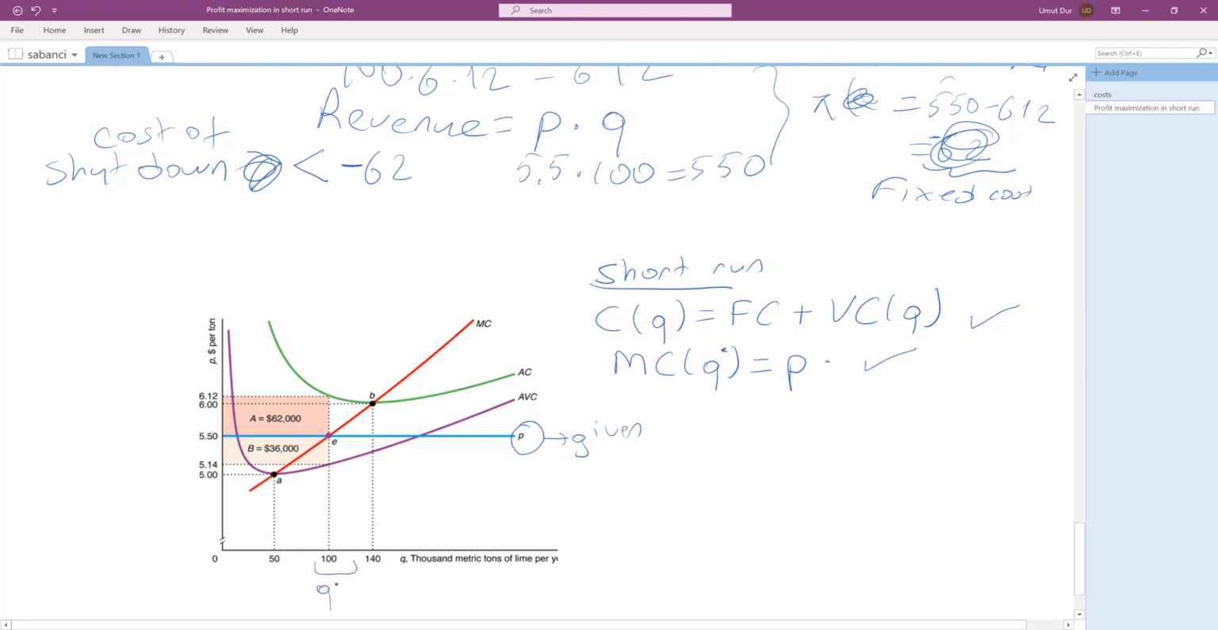So this is Q star. This is the optimum quantity when you produce. I haven't said that, or we haven't decided yet whether we would like to produce or not. So this is the optimum quantity as long as you choose to produce.